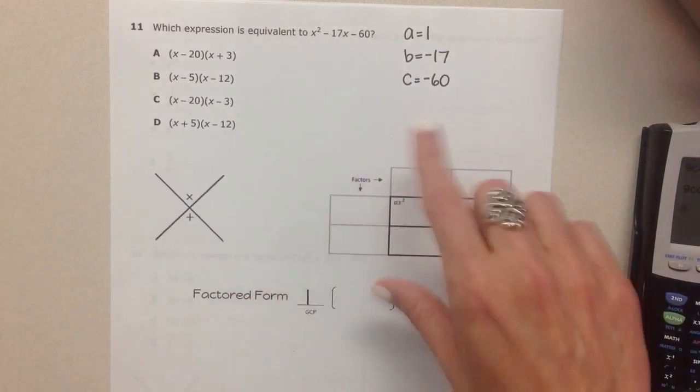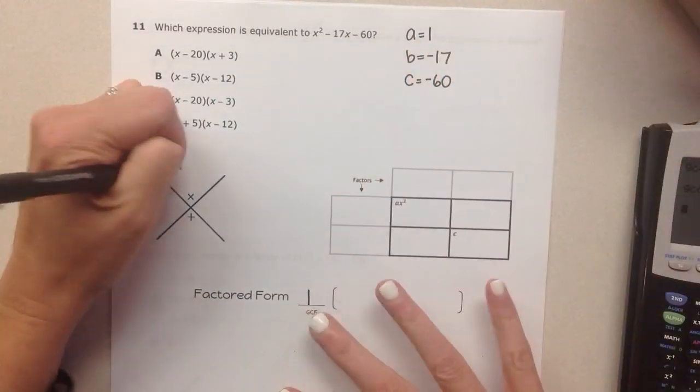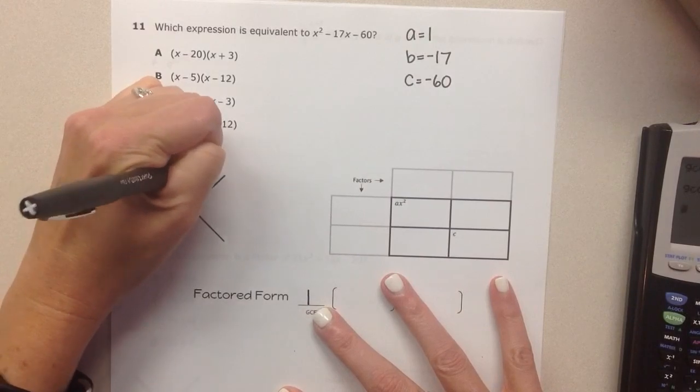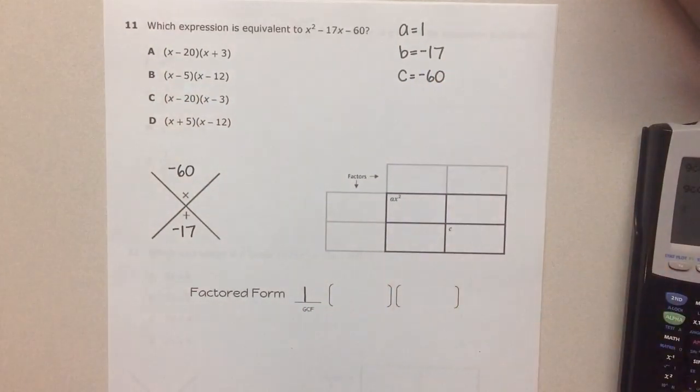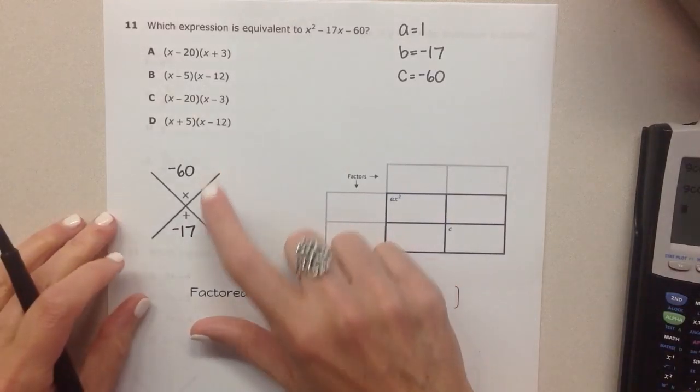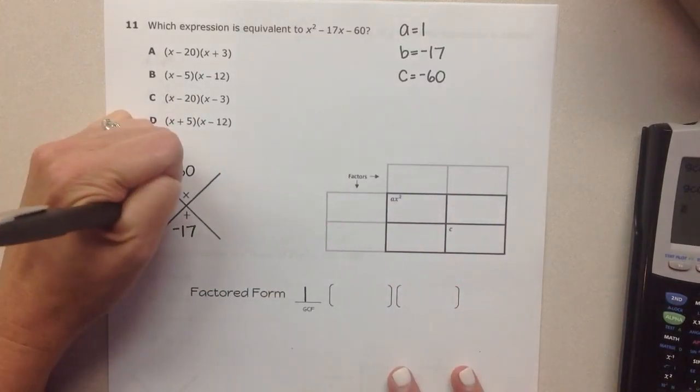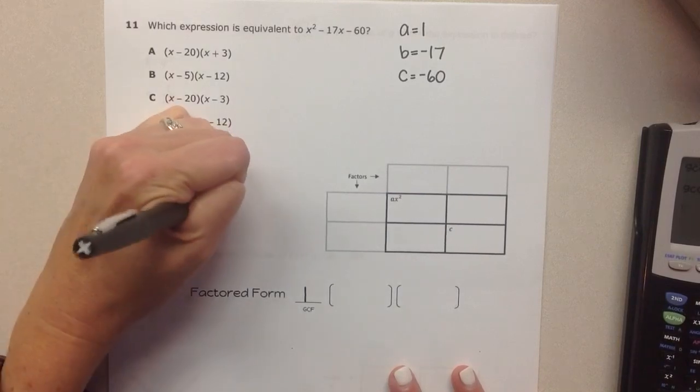So now I can go to my puzzle, and remember, I got to multiply my A and C. So negative 60. B is negative 17. And so now I need to think of numbers that multiply to 60 but add to 17, and I'm thinking off the top of my head, 12 and 5.